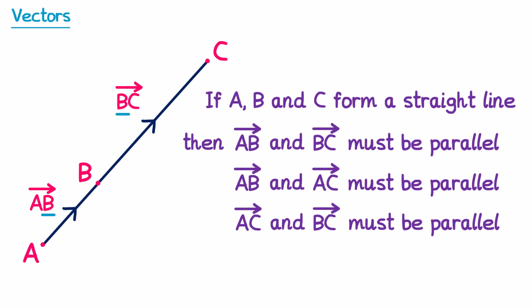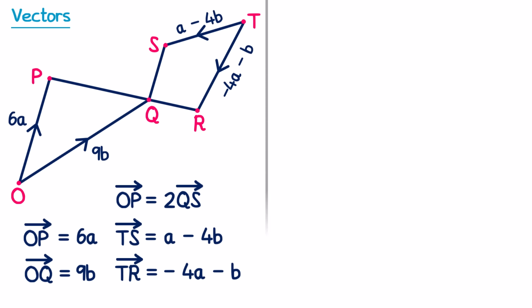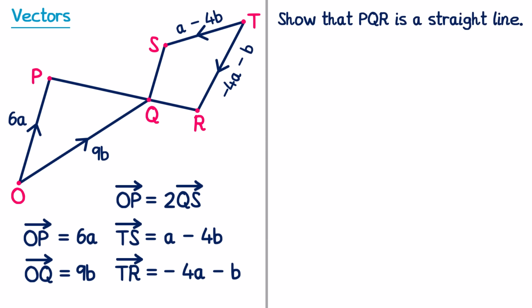Let's have a look at how we can use this in a question. So if we take this diagram here, and all of this information about the vectors, the question we're going to answer is, show that PQR is a straight line. So we know from what we just did that to show PQR is a straight line, we need to find 2 vectors, one of those letters must appear in both of those vectors, and we need to show that those resulting vectors are parallel. So the options we have are we could find the vector PQ and QR, or we could find PQ and PR, or we could find PR and QR.